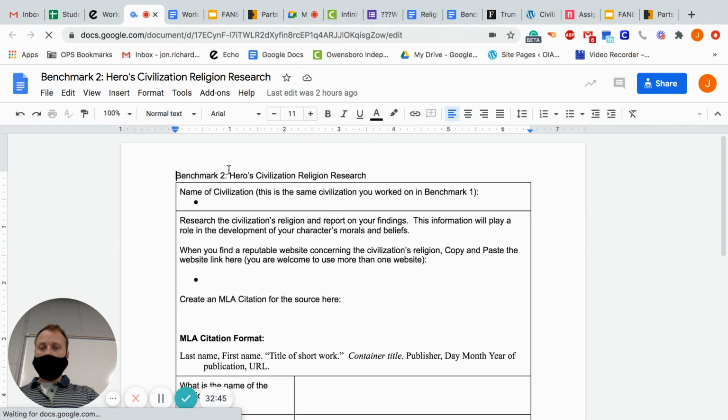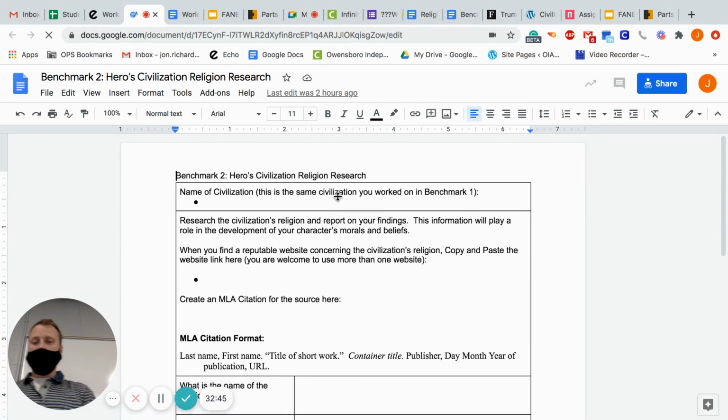So this is benchmark 2, and it's called Heroes, Civilization, Religious Research. This is the civilization that you're going to make your hero profile out of. So it's really important that you get some details from this. This is the history or the facts that your hero is going to be based in, just like Odysseus was based in Greek mythology. Your hero is going to be based in your civilization's religious beliefs, okay?